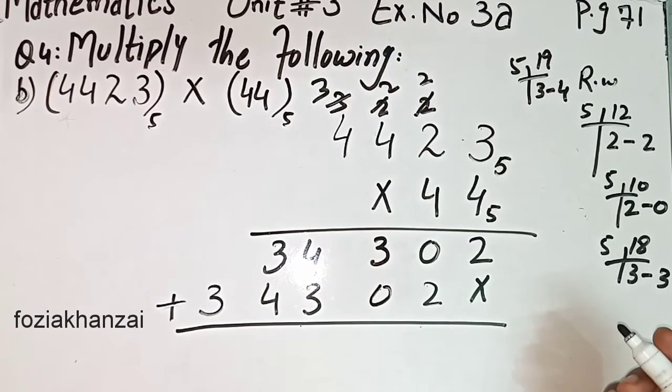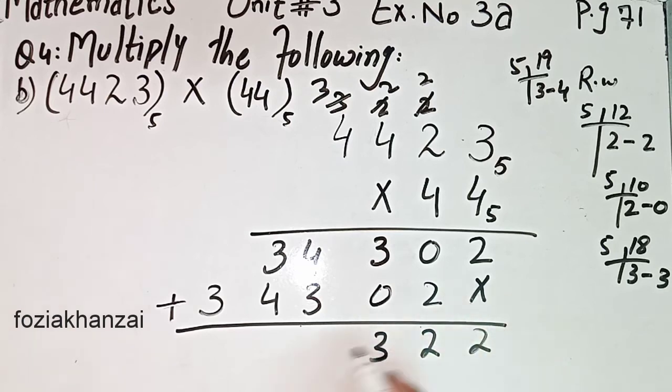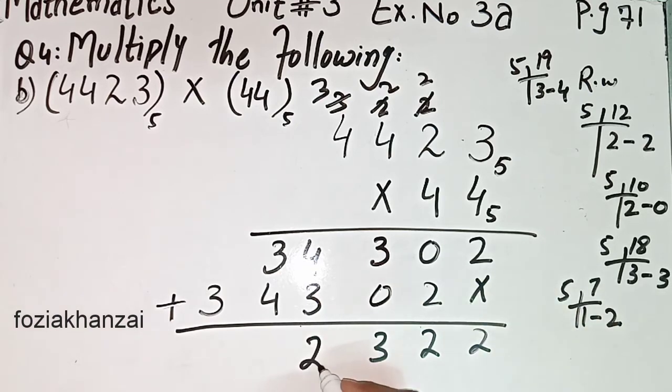Now we add them in base 5 system. 2, 2, 3. After add, if we get 5 or greater than 5, so we convert into base 5 system. Less than 5, like 0 till 4 digit, so as it is copy down. 4 plus 3, 7. 7 convert into base 5 system. 5 ones are 5, 6, 7, 2 is left. 12. Okay, so 2 write over here, 1 carry.